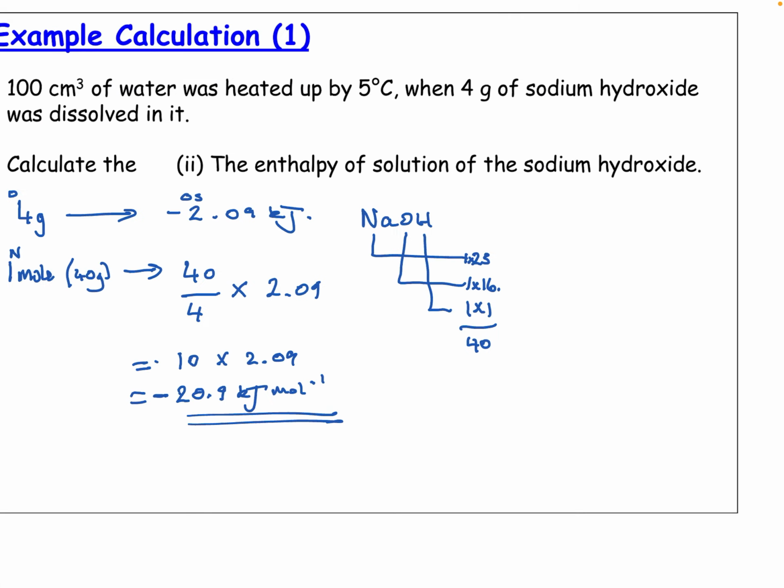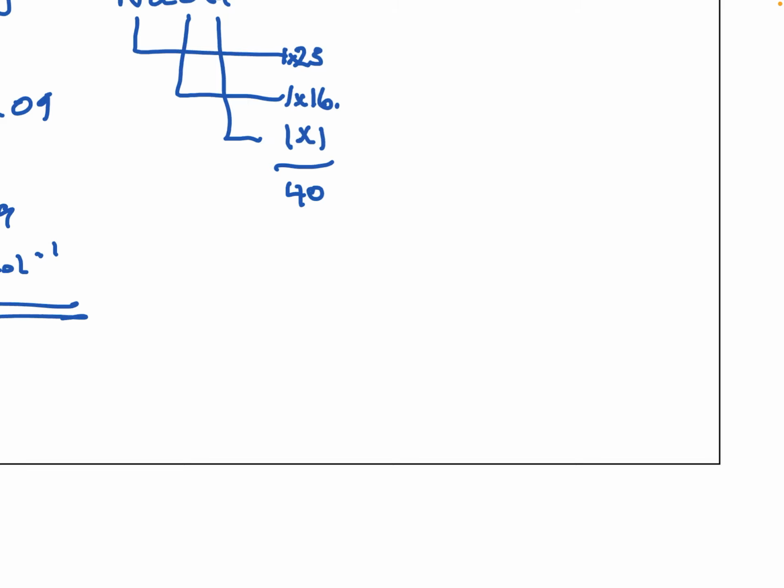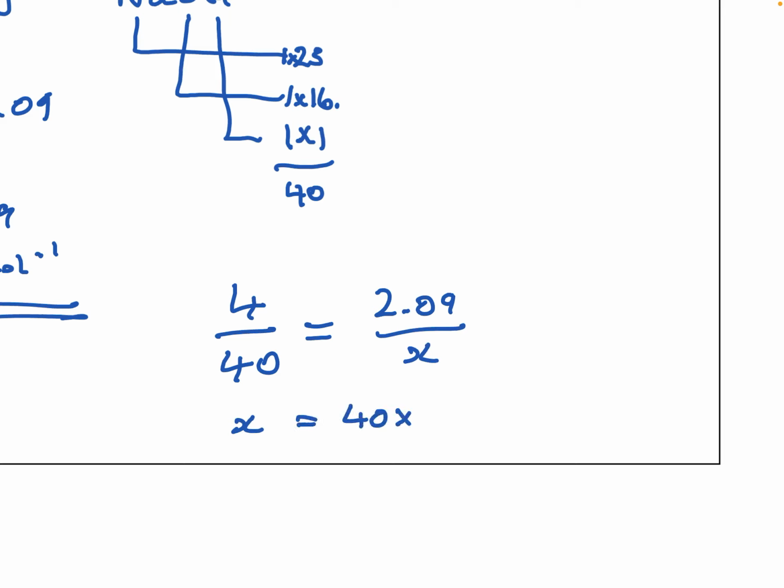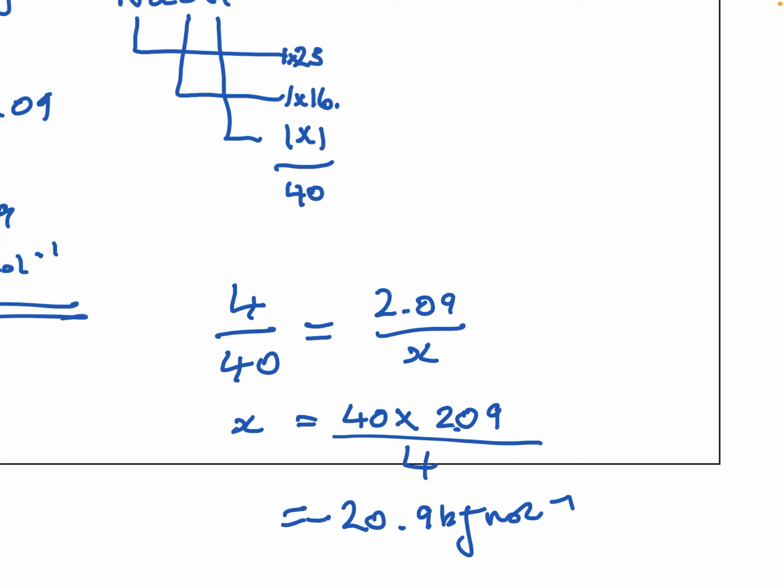For those that are liking the cross multiplying, I'm going to set that up for you just now as well. So it's going to be 4 divided by 40 is the same as 2.09 divided by x, right? And then you change that for x, so that's going to be 40 times 2.09, remember the wee point, and divided by 4. And when you do that, you get the same answer, 20.9 kilojoules per mole. Remembering that it's exothermic, okay, so it's got to be negative there. Good.